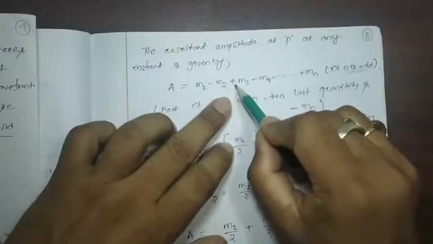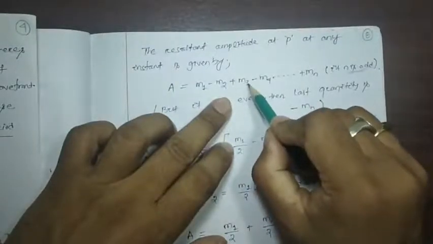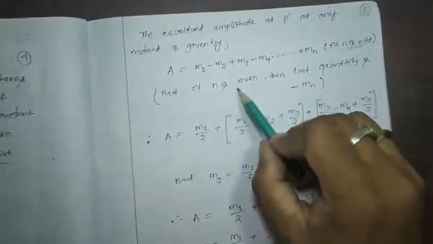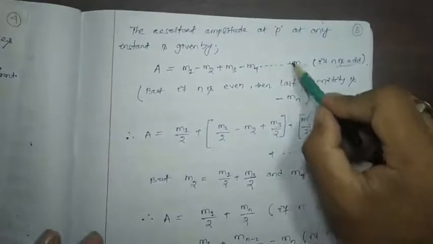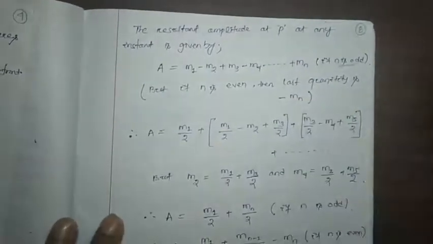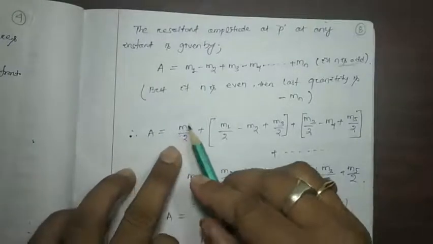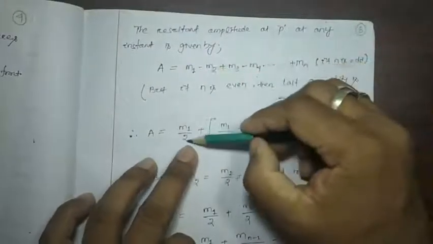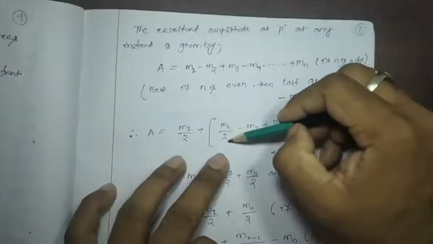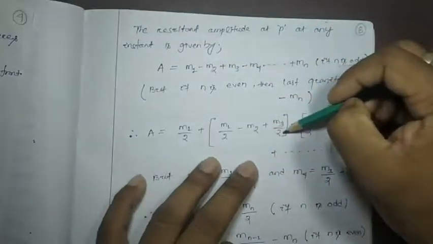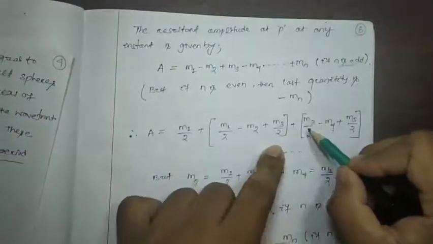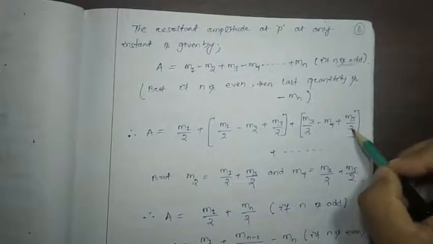If this is positive, then n should be odd. But if n is even, then the last term will be negative, minus Mn. So here A equals M1 by 2 plus M1 by 2, minus M2, plus M3 by 2 plus M3 by 2, minus M4, plus M5 by 2, and so on, where each odd term is divided into two halves.